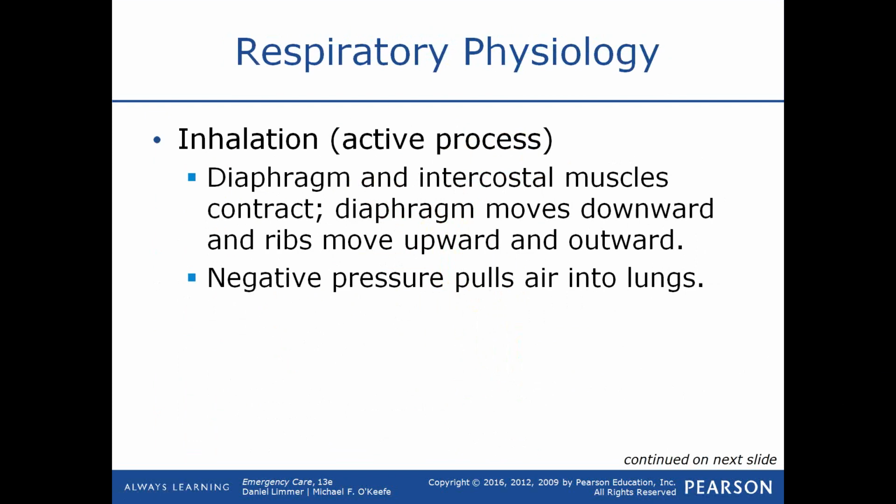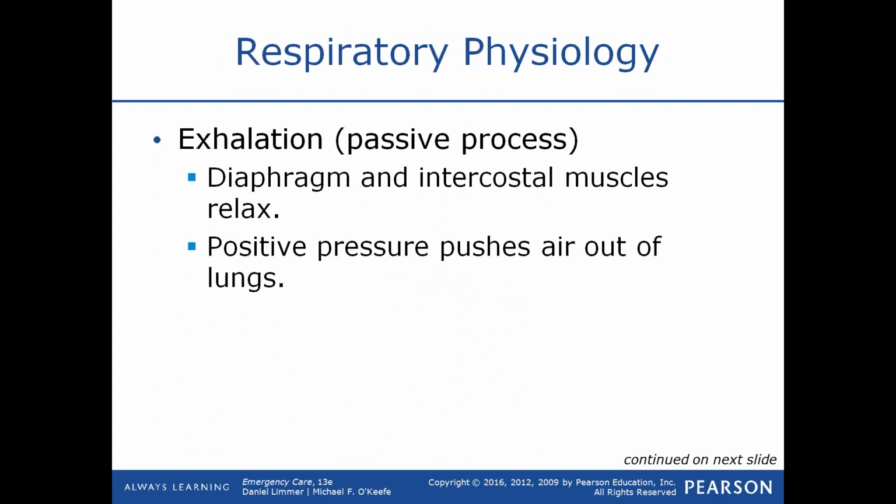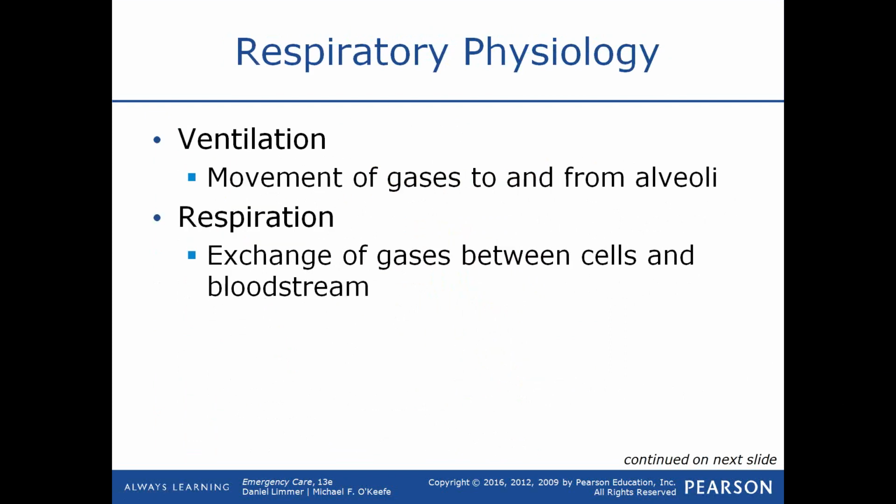Now during inhalation, this active process, the diaphragm and the intercostal muscles contract. The diaphragm goes down, the ribs pull the chest up and outward, and that negative pressure allows air to go into the lungs. Gas exchange takes place, and then on exhalation, the diaphragm returns to its normal position, and the weight of the chest forces the air out of the lungs.